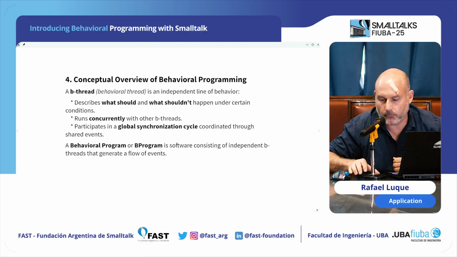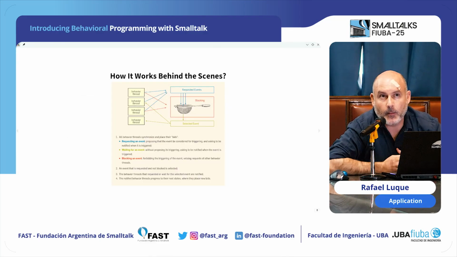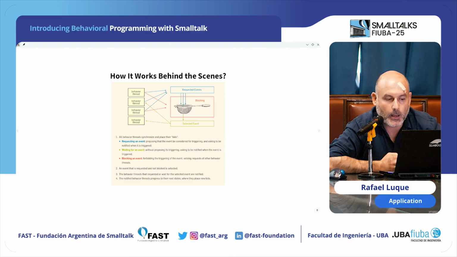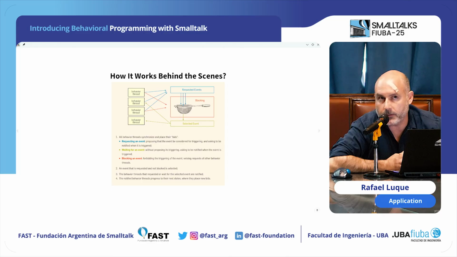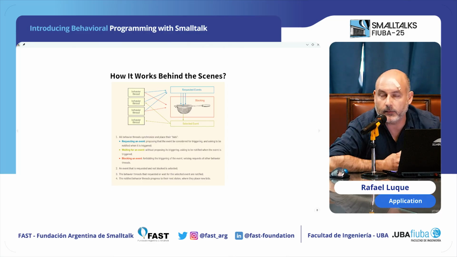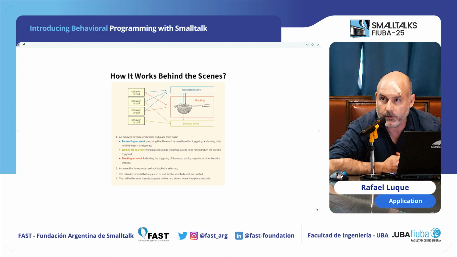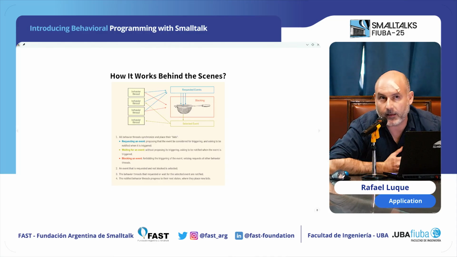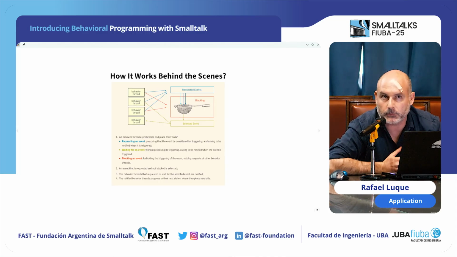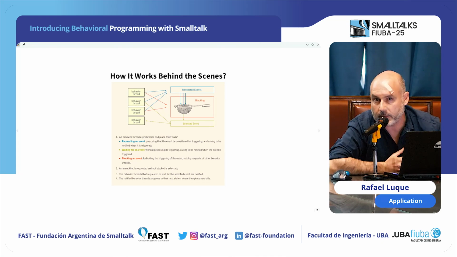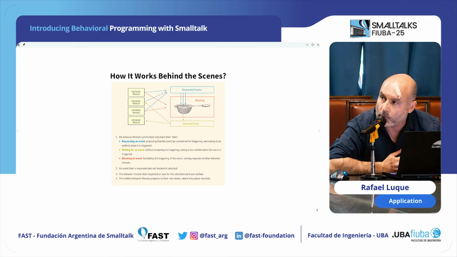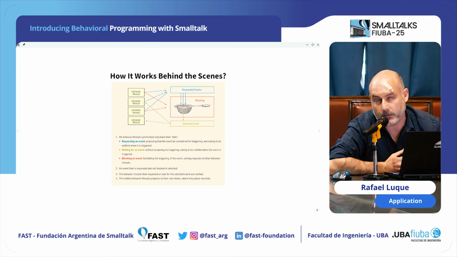And how does it work behind the scenes? The protocol is very simple. It's a kind of publication-subscription protocol. When a B-thread reaches its synchronization point, it waits until all B-threads reach their own synchronization points, and then each B-thread declares some kind of claim about the events. For instance, it can declare the requested events, which are events that the B-thread is expecting to be triggered by the system. And it also asks the system to be notified when this event is selected.